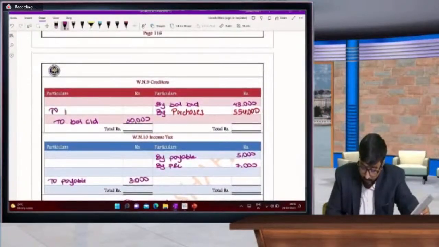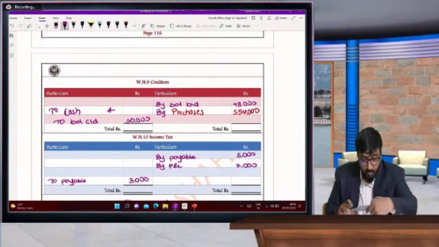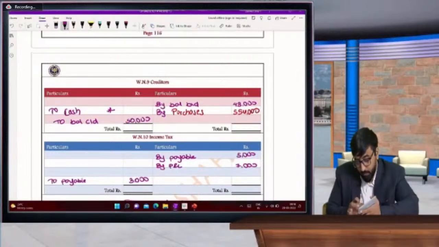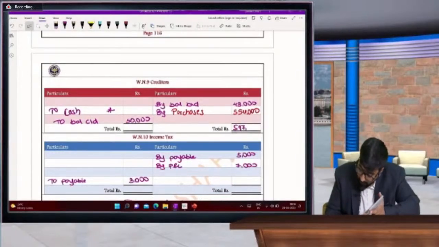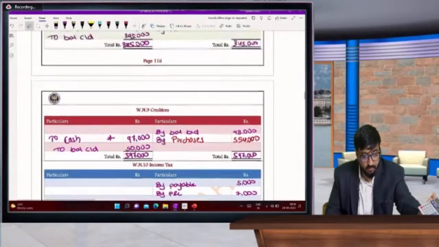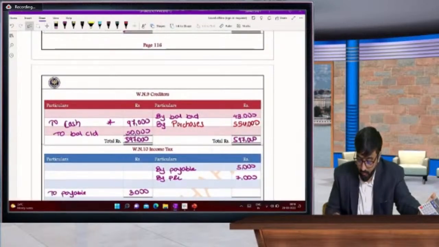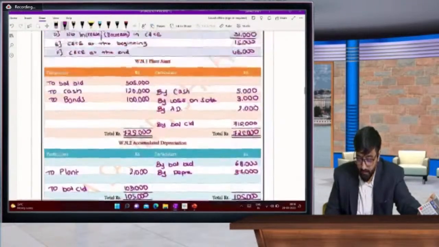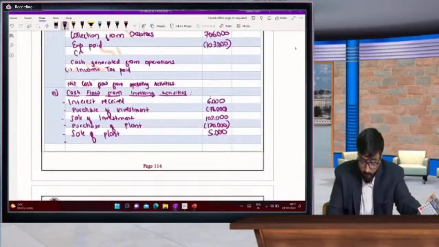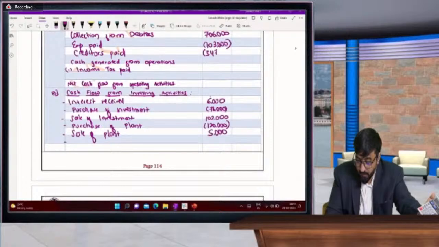Creditors paid to cash. Creditors paid: 554 plus 43, 5,97,000. Creditors paid 97,000. What are you doing, sir? 5,47,000. Creditors paid 5,47,000, operating activity.